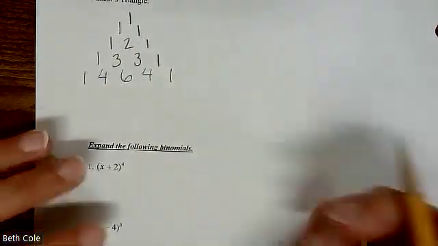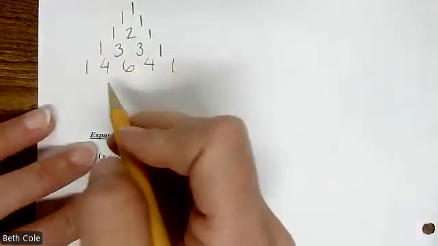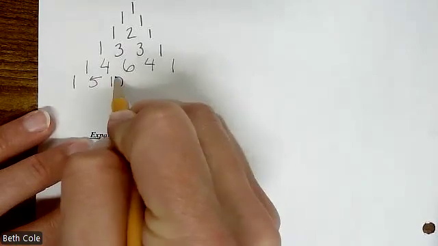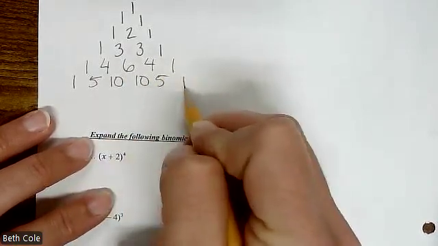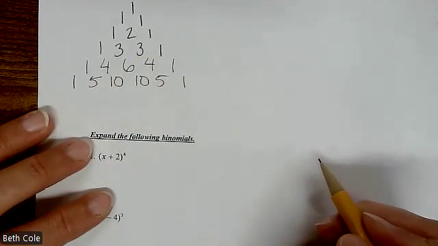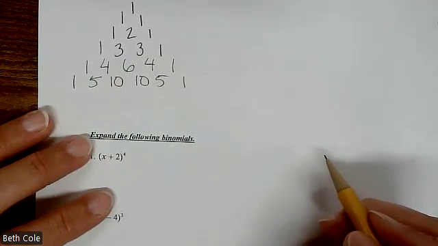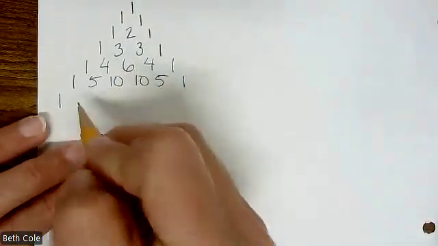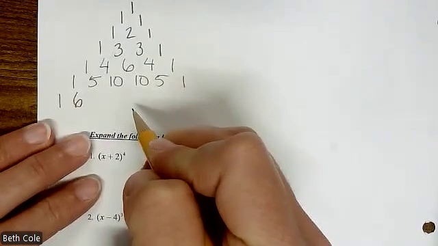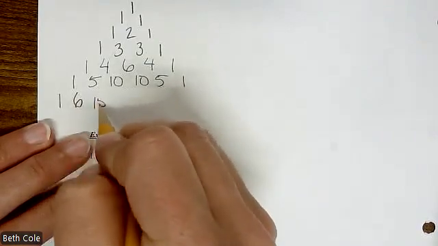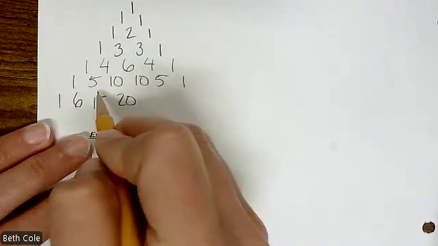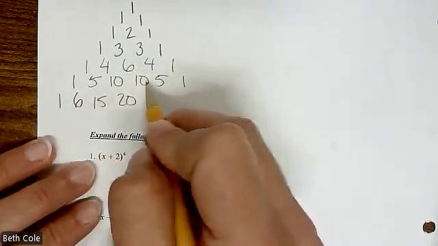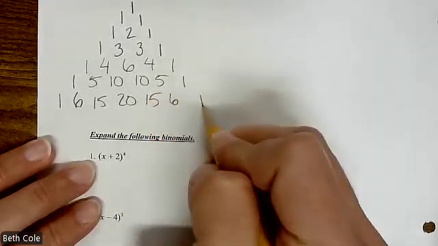I only want to write 2 more lines. This goes on infinitely, obviously. So this would be 1 and then what? 5, 10. Good. Perfect. We'll write 1 more. You guys all with me there? All right. So I'm only going to write 1 more. 1, 6, and then what? 15, 20. Well, 5 plus 10 is 15, 10 plus 10 is 20. And then 15, 6, 1.